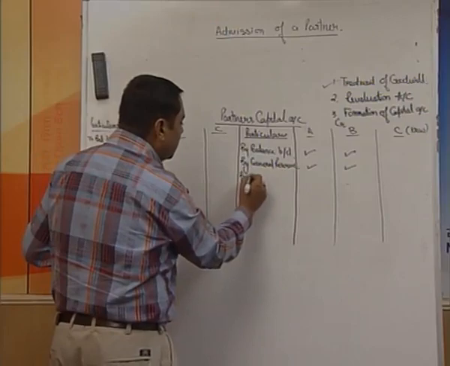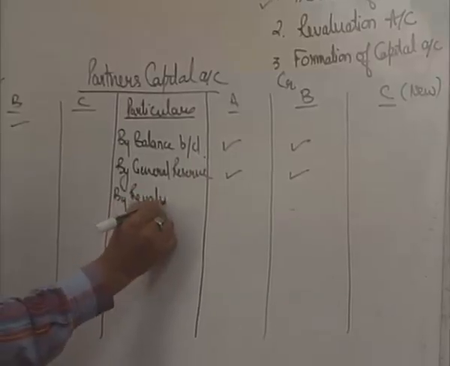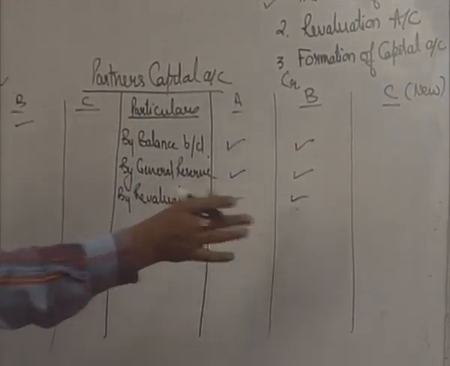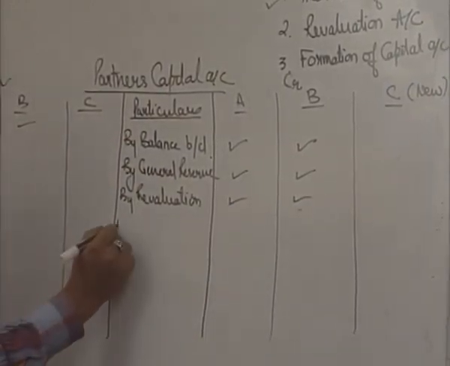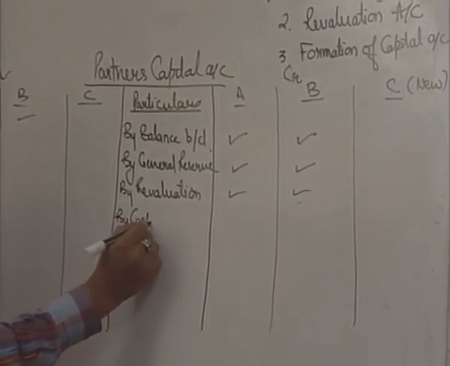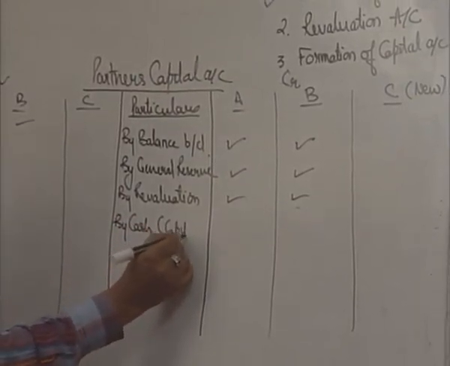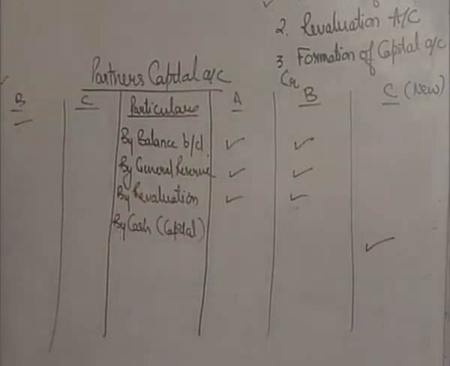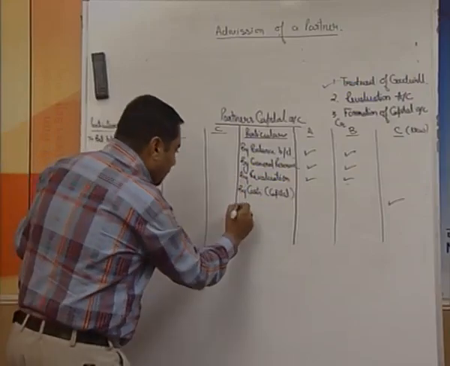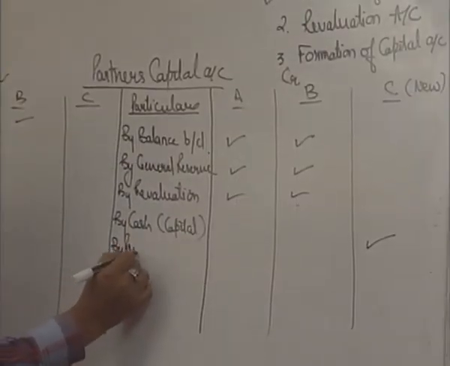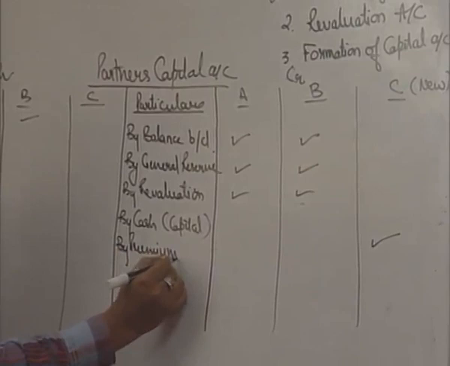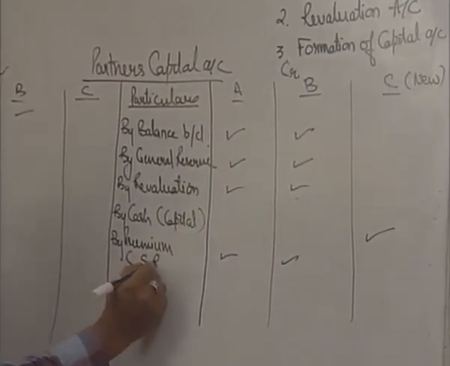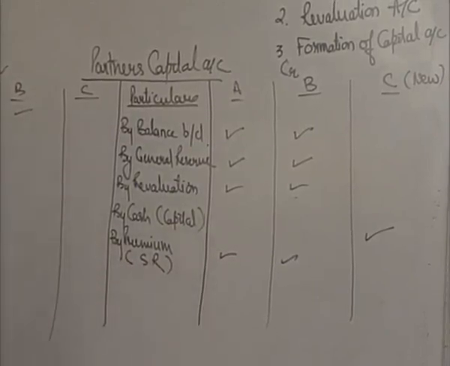Then, in case there is a revaluation profit, this is on this side, again among the partners A and B. Now the new partner brought cash, so this is going to be the capital of the new partner, which we are going to write under the column C. Then if the new partner brought the premium, this is also premium among A and B, and again I am telling you that this is in the sacrificing ratio.